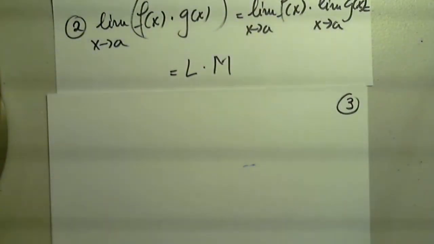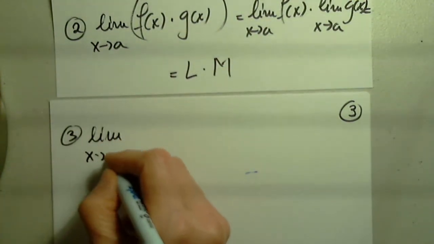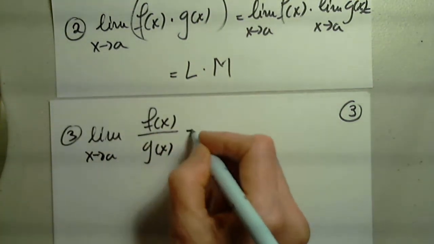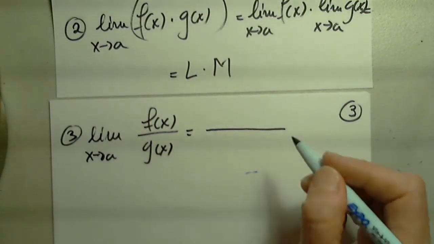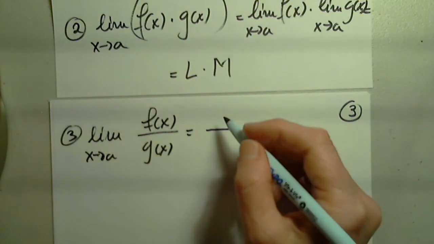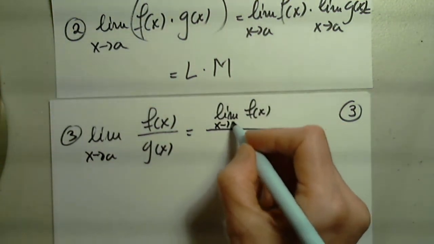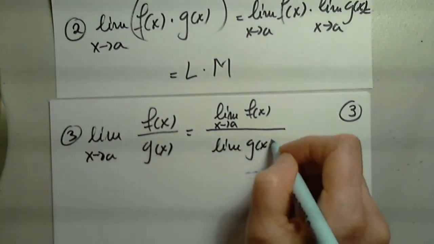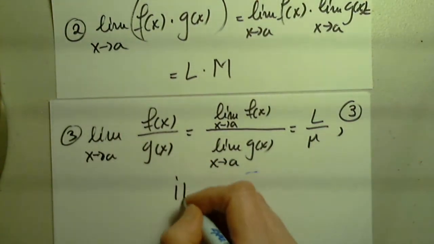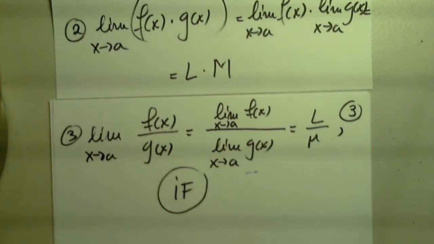Number 3, page 3, and also rule 3. Limit as x approaches a from either side, of course, of f of x over g of x. What do you think this equals to? Wild guess. Assuming conditions are fulfilled. L over M. Yes. Limit of f of x as x approaches a over limit of g of x as x approaches a. And it is L over M, if, a big if, which I did not have before. What is the big if here?